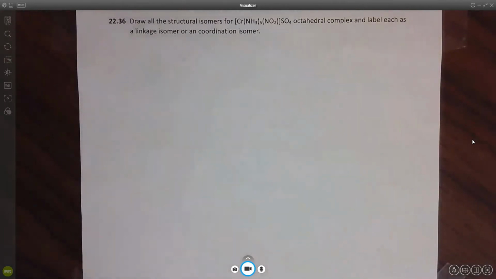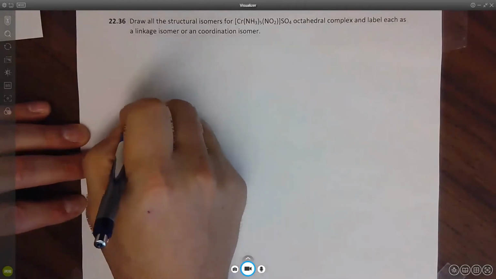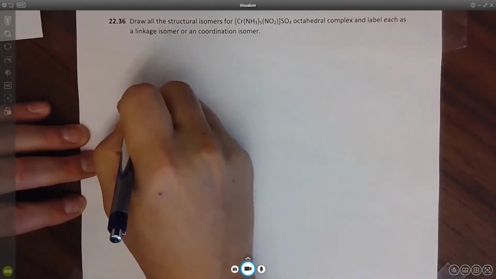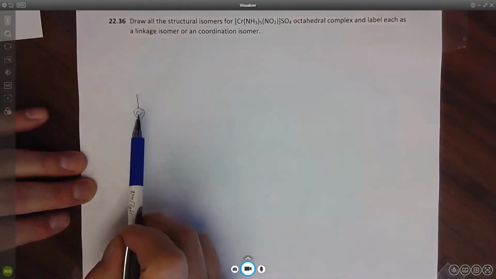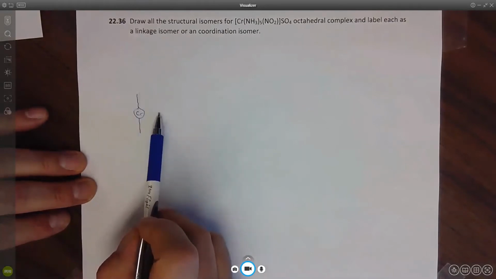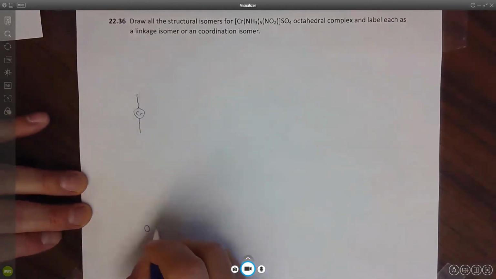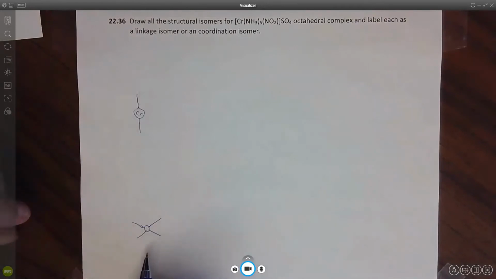Okay, so first it says it's octahedral. So that means we're going to have to start with the octahedral structure. So we have our central chromium atom, and then we have one coming straight up and straight down all on the same plane. And then in this plane here, we're going to have that square planar structure. So that basically looks like this. Okay, so they're all 90 degrees apart from one another.